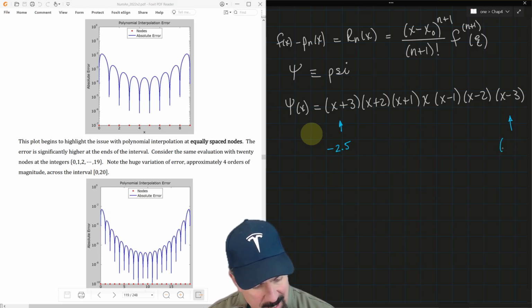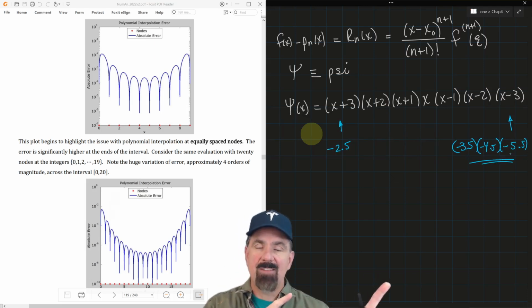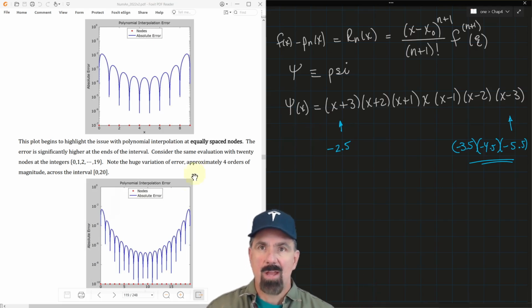I have a -5.5 multiplied times a -4.5 multiplied by a -3.5. So the terms on the other side of the psi function are large. That's the issue and the reason that I have these significant errors at the end of the interval. Right? The errors out here are large because of the contributions from the other side of the interval.